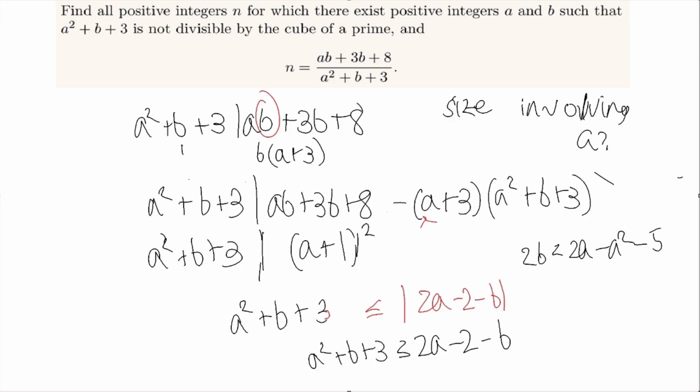But this is going to be always less than 0, because if you want to, we can write it as negative 4 minus (a minus 1) squared.